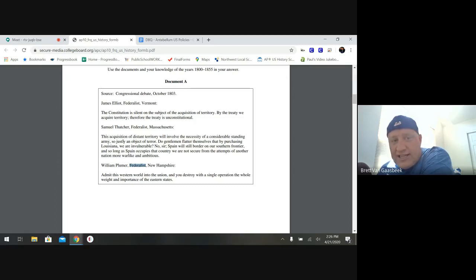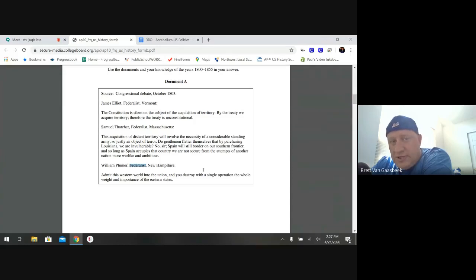Samuel Thatcher is going to say this acquisition of distant territory will involve the necessity of a considerable standing army, so justly an object of terror. Do gentlemen flatter themselves that by purchasing Louisiana we are invulnerable? No, sir. Spain will still border our southern frontier. So this guy's saying, look, we're going to need an army. Now that we have this territory, we're going to have to protect it. And then finally, William Plummer is going to say, admit this Western world into the Union and you destroy with a single operation the whole weight and importance of the Eastern states. So he's saying it's throwing off the sectional balance. These three are obviously opposed to the Louisiana Purchase.